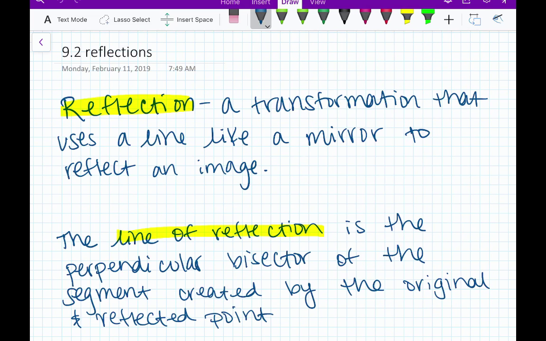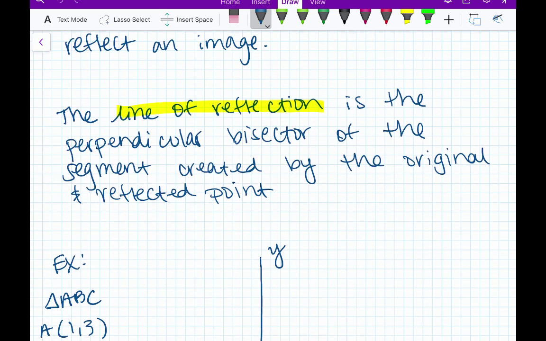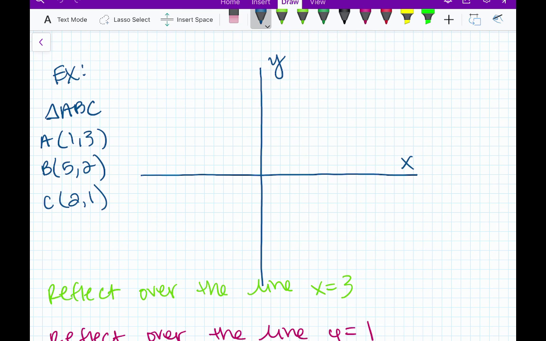This is the video for Geometry 9, Chapter 9, Section 2. We're going to talk about reflections. A reflection is a transformation that uses a line like a mirror to reflect an image. The line of reflection is the perpendicular bisector of the segment created by the original and the reflected point. And I'm going to show you what I mean by that. But that's really important that you know that the line of reflection is the perpendicular bisector between the original and the new point.